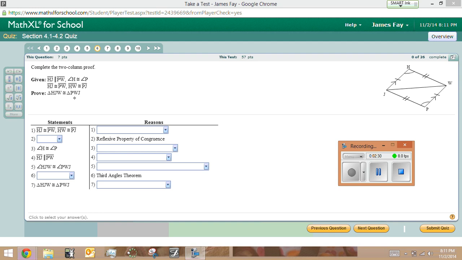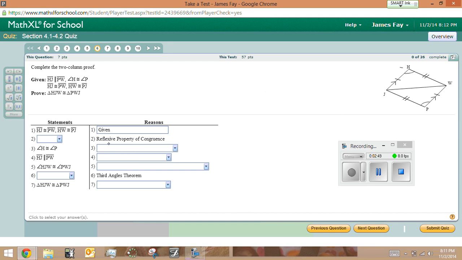The one thing you need to realize is that there is one set of parallel lines here. There are not two sets, and that's something that a lot of people were missing. This line there and this line there are parallel. Those are the only two. So they tell us HJ is congruent to PW, HW is congruent to PJ. That's given.